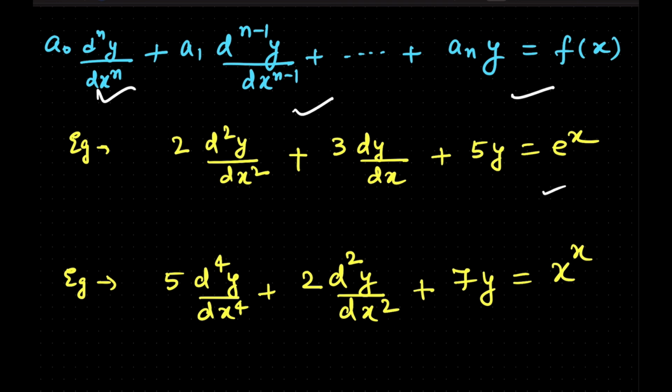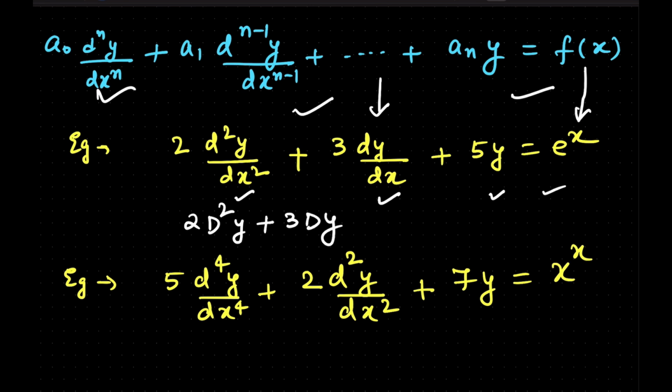Here you can see the double differentiation of y with respect to x, plus 3 times the single differentiation of y with respect to x, plus 5y is equal to e^x. So this is the f(x) term, the right hand side term. It can also be written as 2D²y + 3Dy + 5y = e^x.